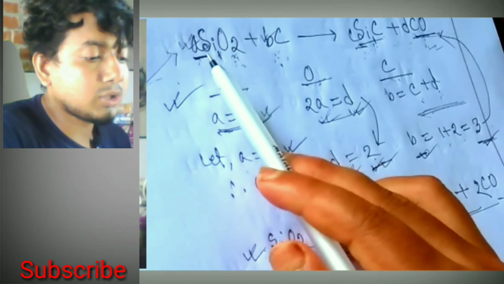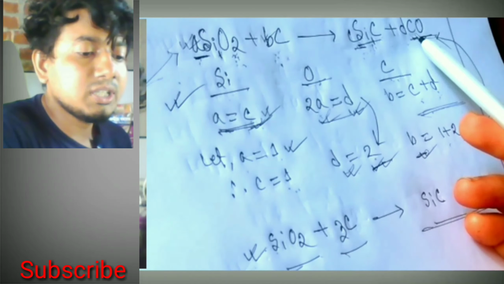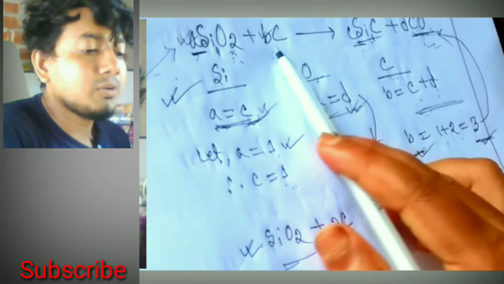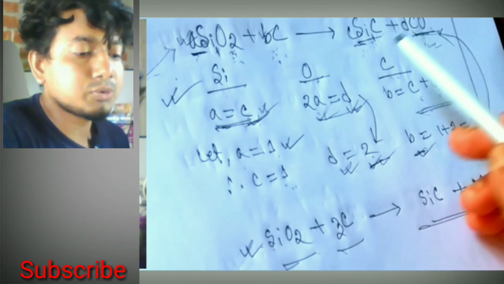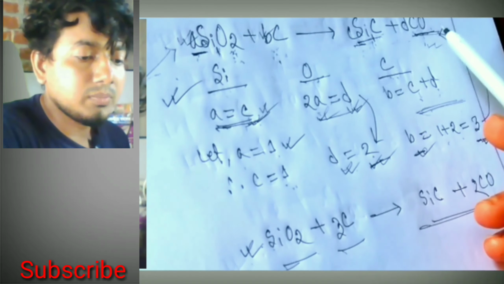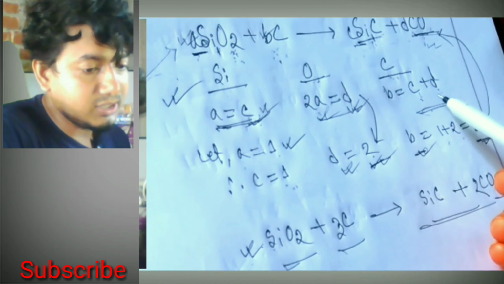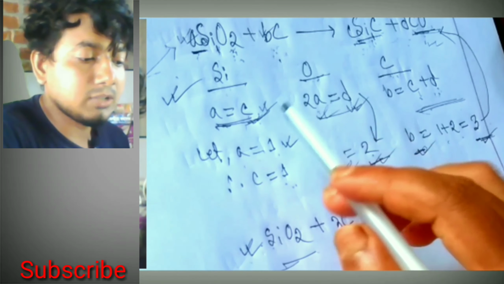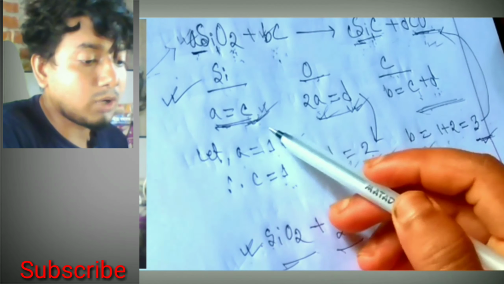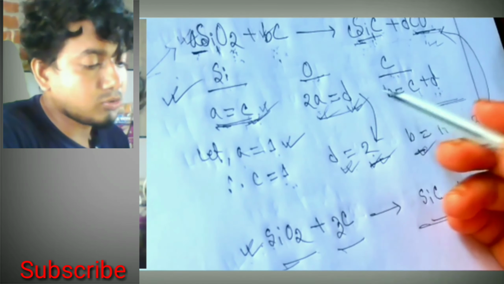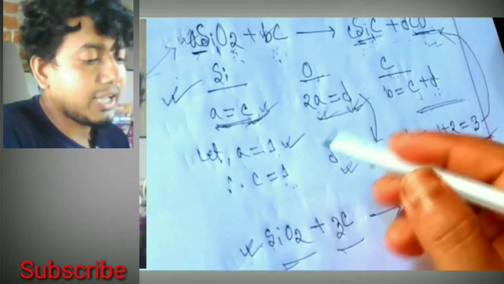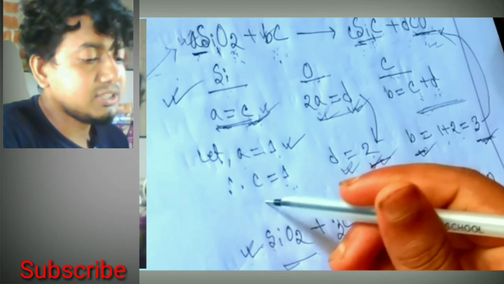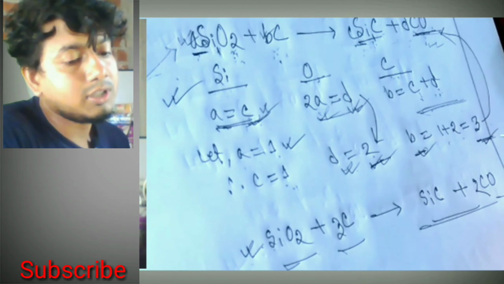For oxygen, 2 cross A, twice A, and produced 1 cross D equal to D, that means 2A equal to D. For carbon, B mole carbon reacts with 1 cross C, C mole, plus 1 cross D, D mole carbon, so B equal to C plus D. Now let any value, like C is equal to 1 or A equal to 1, you can also let D equal to 1; you can put any value and determine the other values. I let A equal to 1 and get C equal to 1, D equal to 2, B equal to 3.